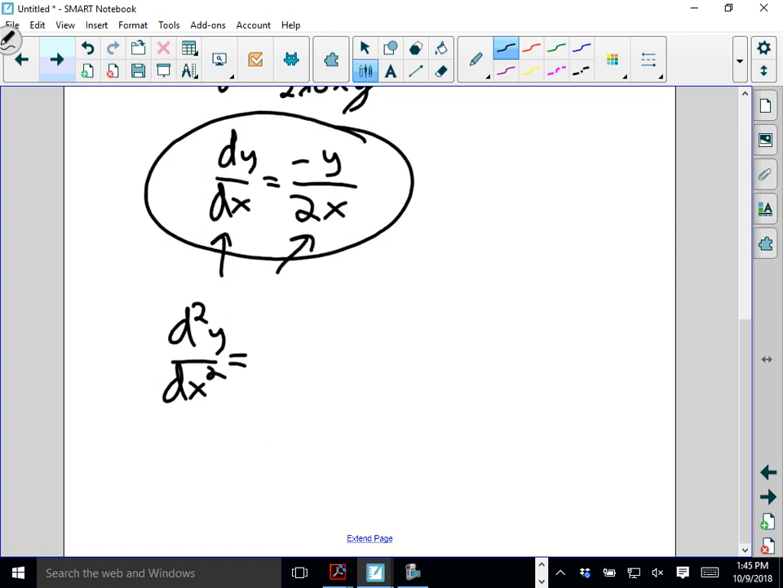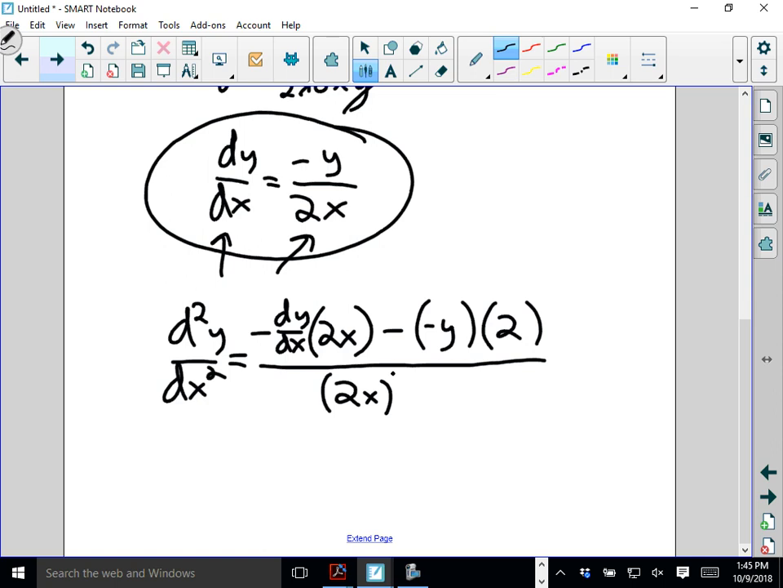Quotient rule. Quotient rule says I do the derivative of the top, which is negative 1 times dy dx. I'll just call it negative dy dx. That's the derivative of the top times the bottom, minus the top times the derivative of the bottom, all over the bottom function squared.